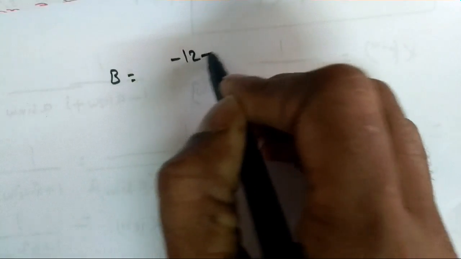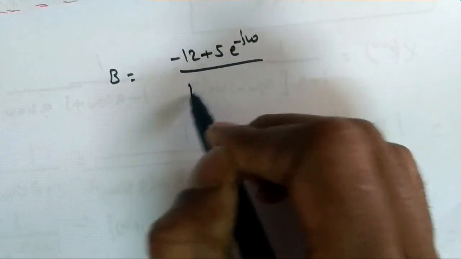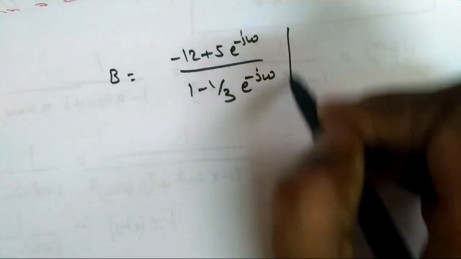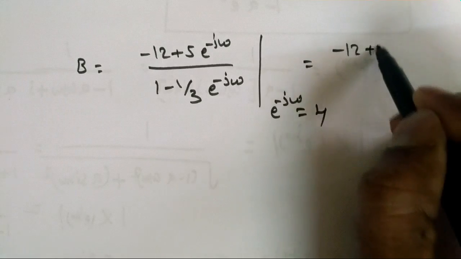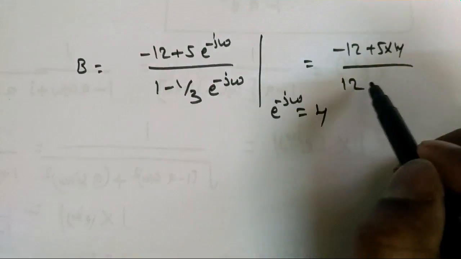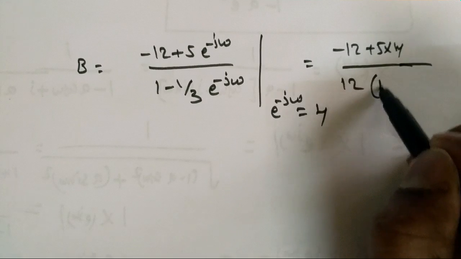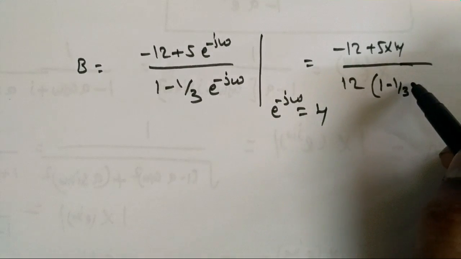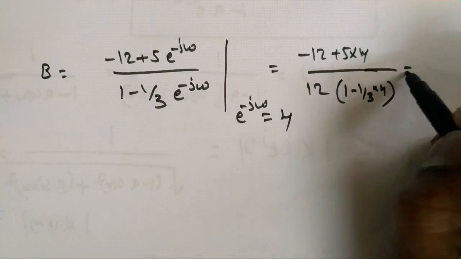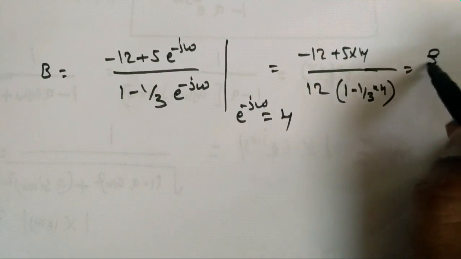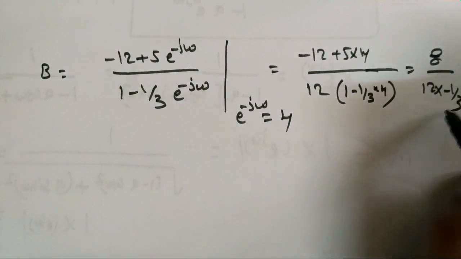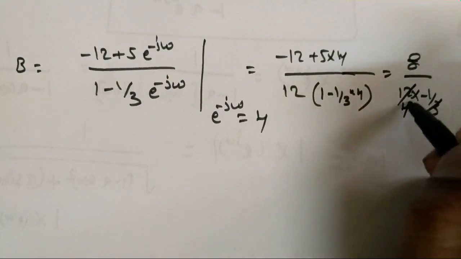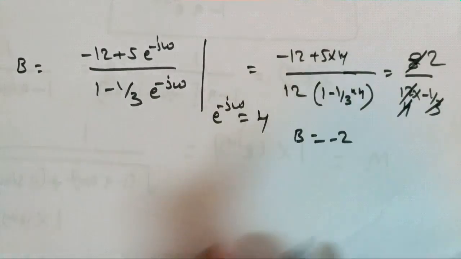Similarly, we find B. B is equal to minus 12 plus 5 e power minus j omega by 1 minus 1 by 3 e power minus j omega, where e power minus j omega equal to 4. Same, minus 12 plus 5 into 4 by 12 into 1 minus 1 by 3 into 4. So what will we get? Minus 12 plus 20, so 8 by 12 into 1 minus 4 by 3. So what will we get? Minus 1 by 3. So 3 4s and 4 2s. So what is B? B is equal to minus 2.